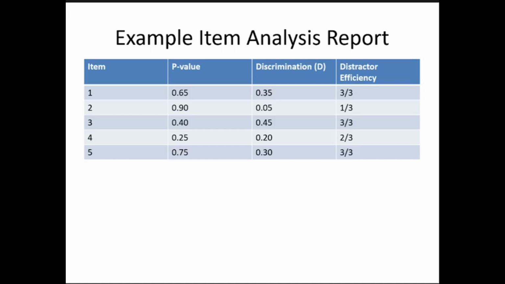Now, items with full distractor efficiency, as in item 5, if you look at the distractor efficiency, it has 3 by 3. It means that they are well constructed. So we need to have a balanced mix of item difficulties that supports reliability.